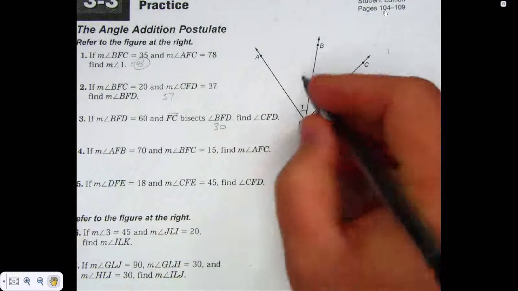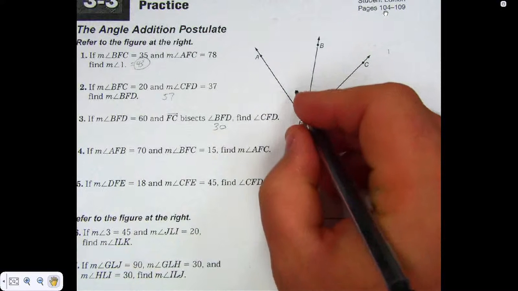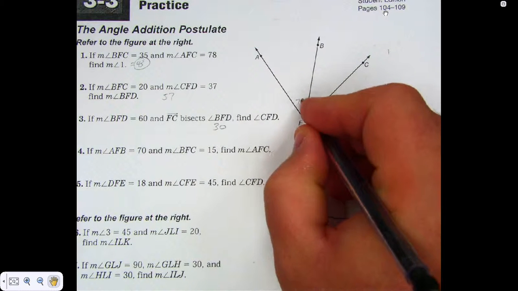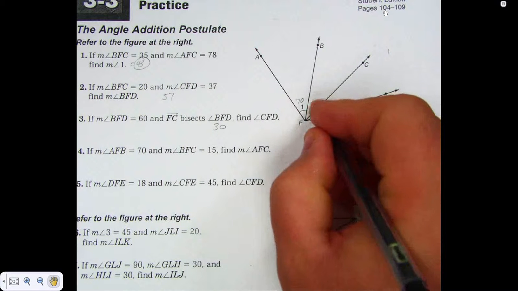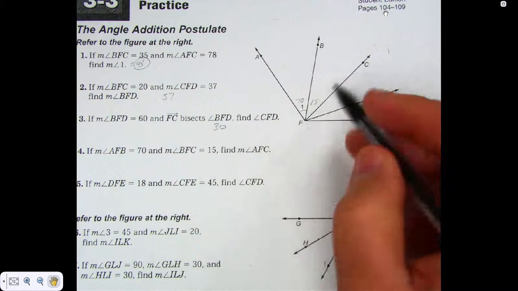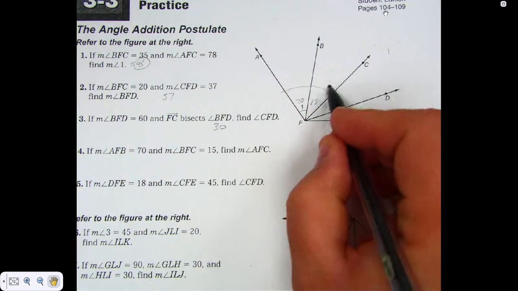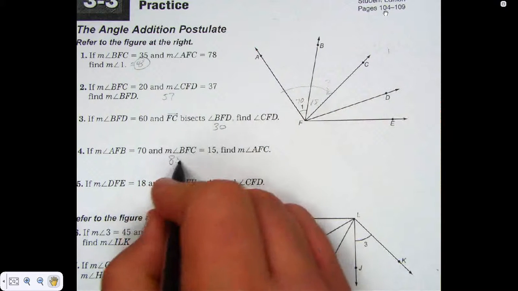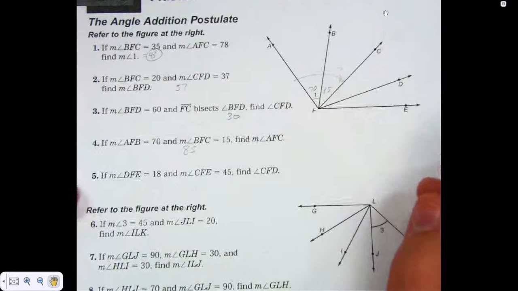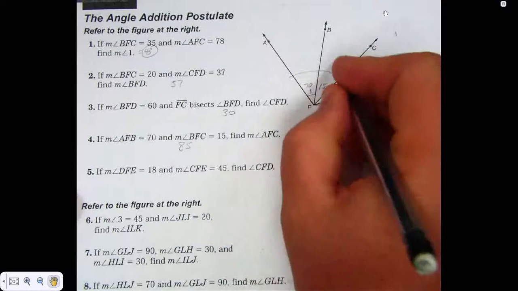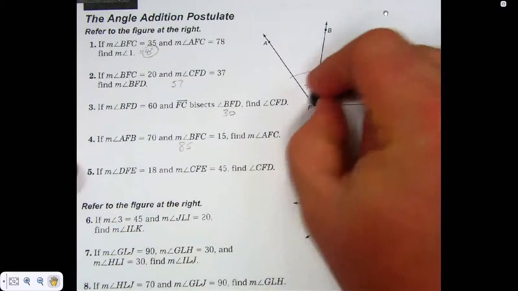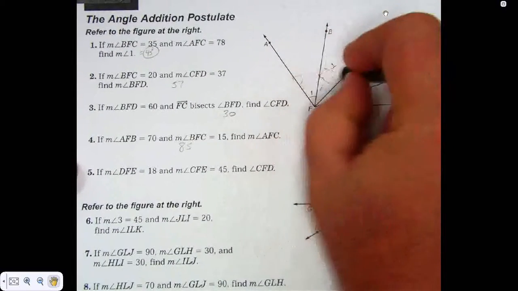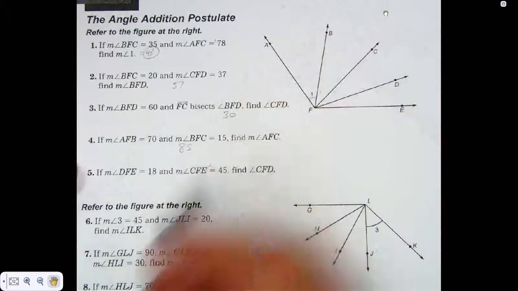Measure of angle AFB. AFB, so that's this one, is 70. BFC is 15. Find the measure of AFC. They want to know the whole thing, right? What is it? 85. Isn't it nice when sometimes harder concepts end up being really easy? Yeah. But it's all because you're labeling your picture, you've got that there, you're visualizing and labeling what everything is.